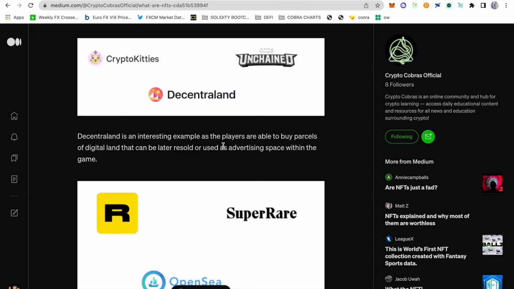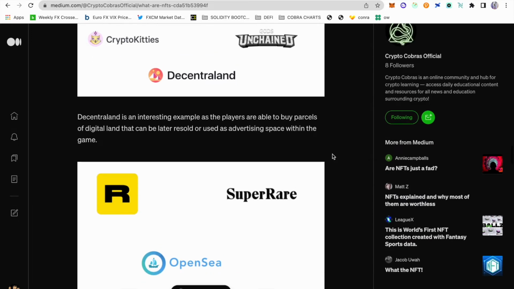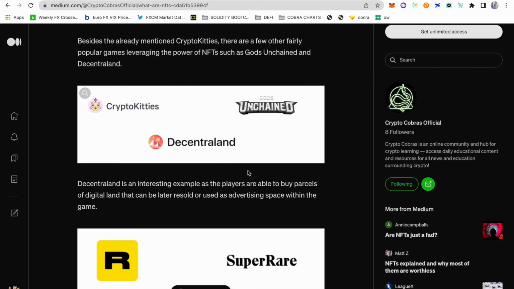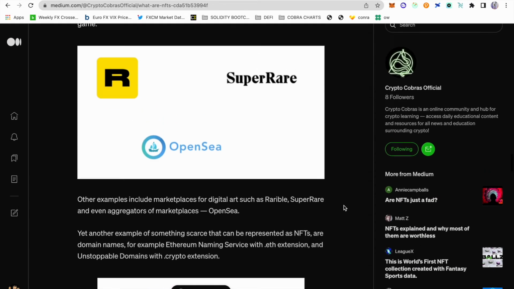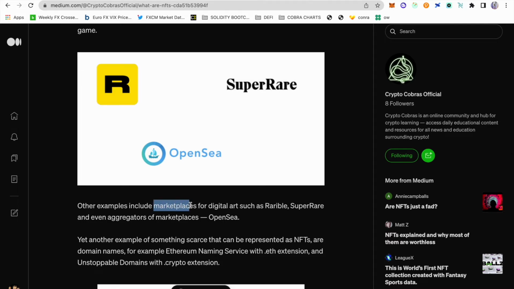So yeah, in the near future, if you own some land on Decentraland, you'll be able to provide advertising space for other games or for big merchandise names like Gucci and so on. You'll be able to allow other companies to use your space, your NFT land, to advertise on their behalf. Other examples include marketplaces, right? Marketplaces are places where we can buy these NFTs from, such as Rarible, Super Rare, and even aggregators of marketplaces like OpenSea.